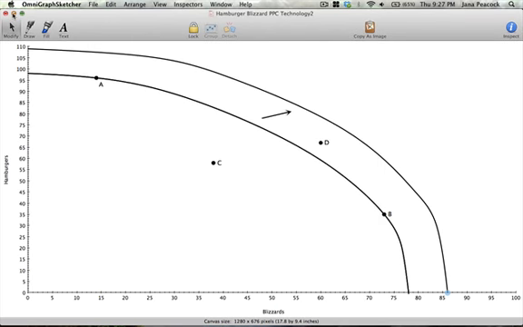That's what a PPC looks like, and hopefully you see that for every decision that you make, if you move and decide to make more blizzards and fewer hamburgers, then you're going to give up something, and your opportunity cost of making more blizzards would be the number of hamburgers that you gave up. Your opportunity cost moving from B to A would be the number of blizzards that you gave up.